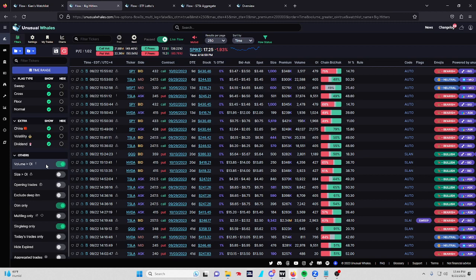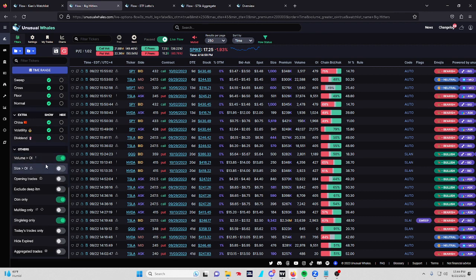Volume over OI is obviously what I'm looking for. I always want the volume to be greater than the open interest. Out of the money only, because I want to see that stock make that big move, right? Because in the money, that strike is still right there, right? So it's not going to be that interesting.